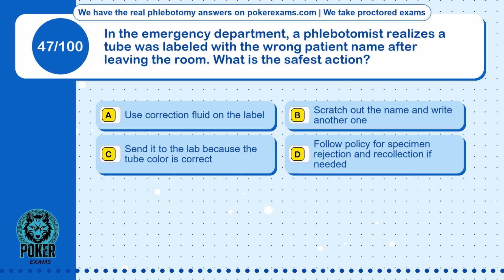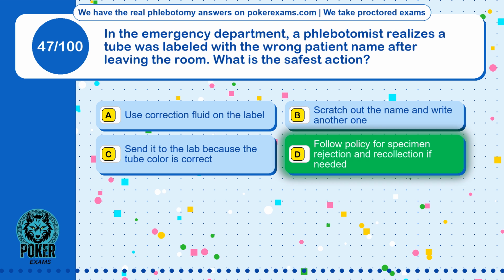Question 47. In the emergency department, a phlebotomist realizes a tube was labeled with the wrong patient name after leaving the room. What is the safest action? Option A. Use correction fluid on the label. Option B. Scratch out the name and write another one. Option C, send it to the lab because the tube color is correct. Option D, follow policy for specimen rejection and recollection if needed.